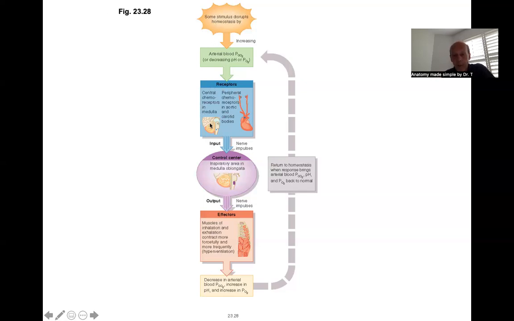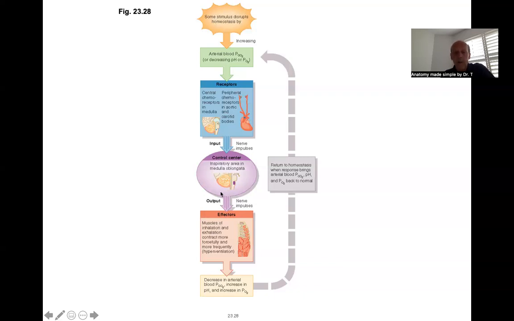Central chemoreceptors within the medulla oblongata, or peripheral chemoreceptors located within the arch of the aorta or carotid bodies, are to detect such a change, and as a result will provide quick input to a controlling center, which in this case is the inspiratory area located within the medulla oblongata. The change has been detected and the controlling center has been informed about it.